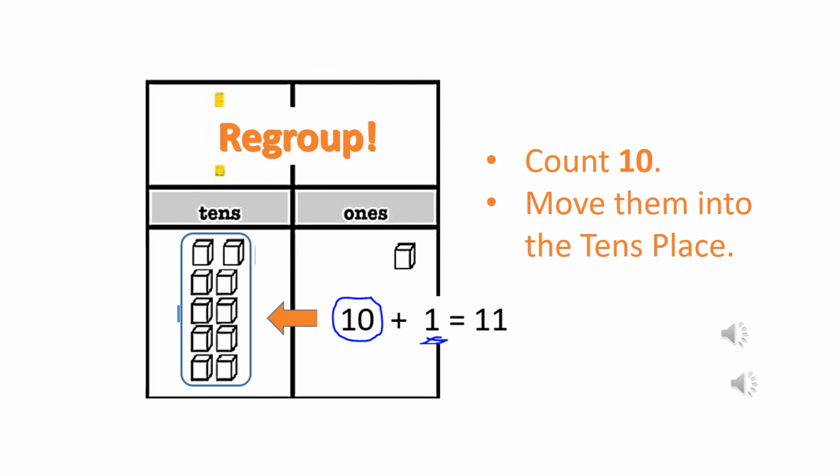The value doesn't change. The value stays the same. I had 11 cupcakes, and I still have 11 cupcakes. I just regrouped them.